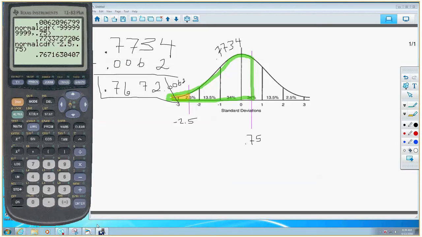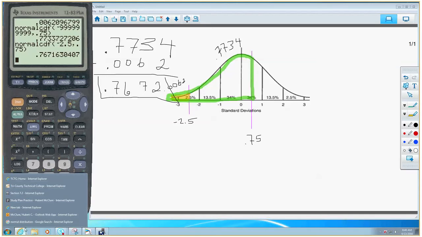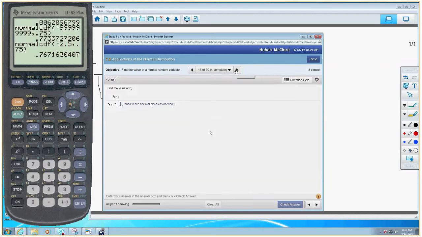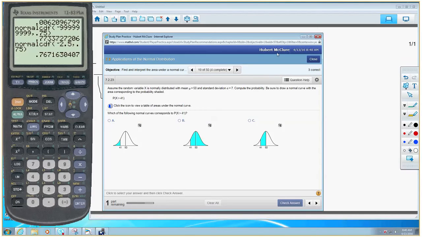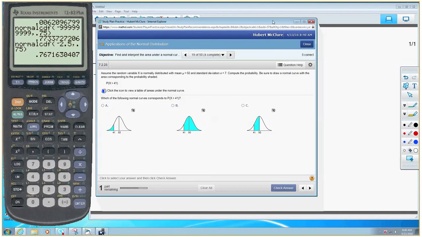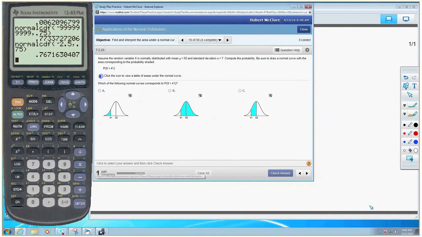I'm just going to go to the homework because that's the best place to bring it up. Well, this is a study plan. This is not the homework. So I'm just picking out problems. All right, look at that problem. And I'll try to make it a little bit bigger so you can see it.